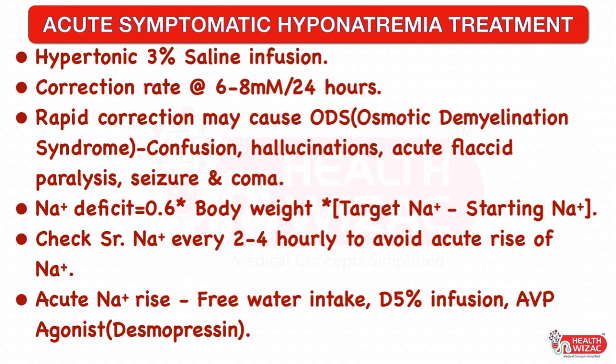While correcting patients with hyponatremia, sodium deficit should be calculated with the help of a formula: 0.6 times body weight times target sodium concentration minus starting sodium concentration. While correcting patients with hypertonic 3% normal saline infusion, serum sodium level should be checked every 2 to 4 hours to avoid an acute rise in sodium level. If sodium is found acutely rising, then it should be controlled with the help of free water intake, dextrose 5% infusion, and AVP agonistic agents like desmopressin.